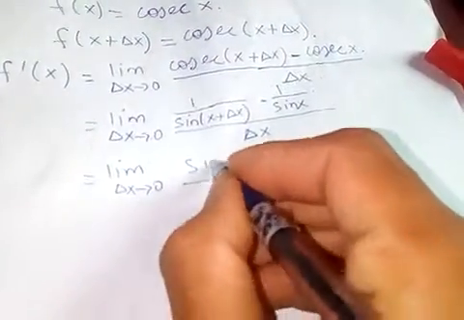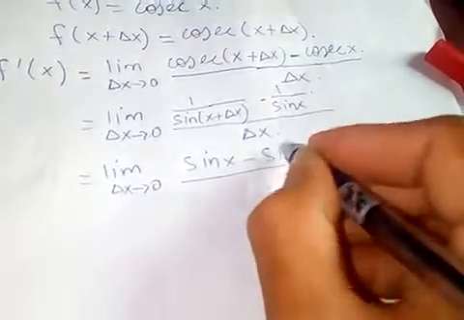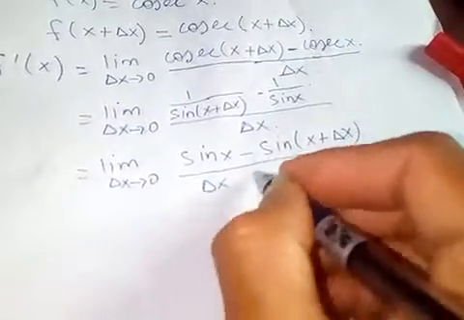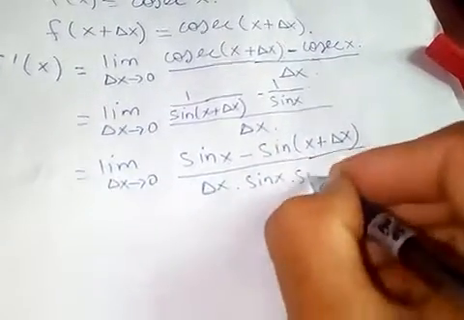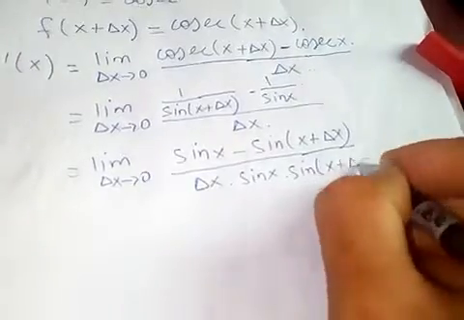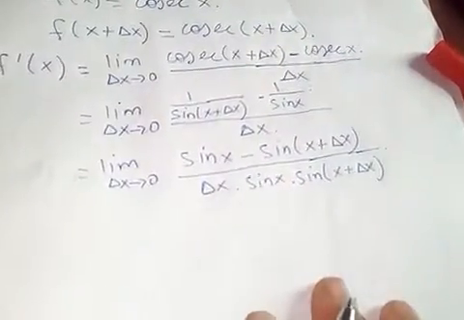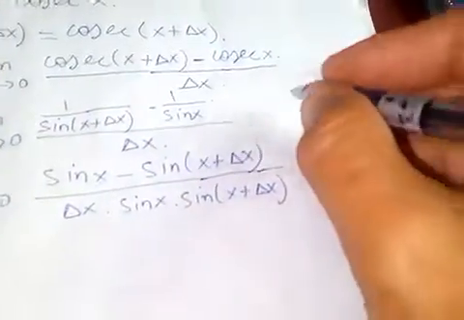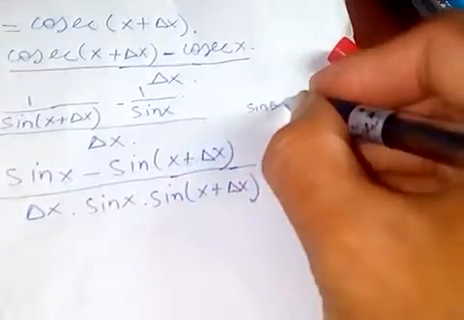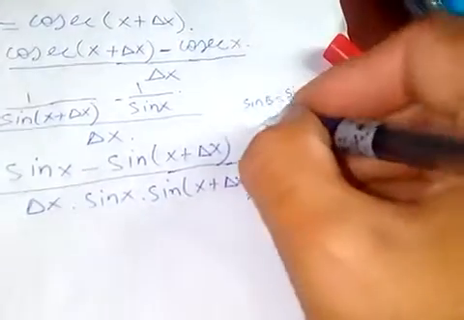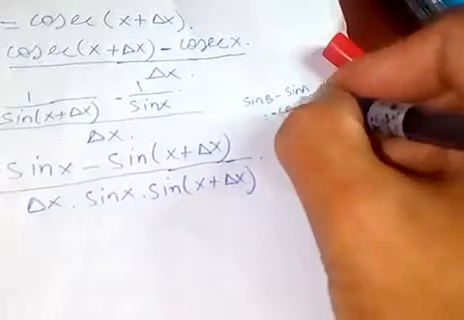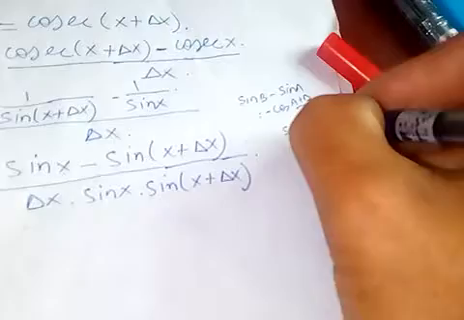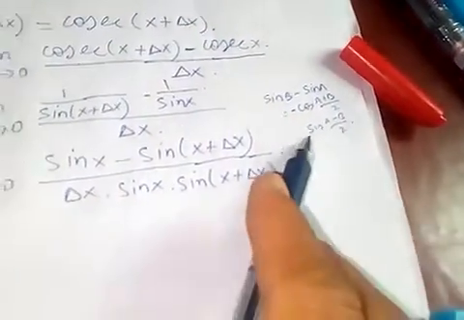And if you simplify, sine x minus sine of x plus delta x over delta x into sine x into sine of x plus delta x. Okay, now let's treat this as a, b. So apply this one, sine b minus sine a, which is what? Minus cos a plus b over 2 sine a minus b over 2.